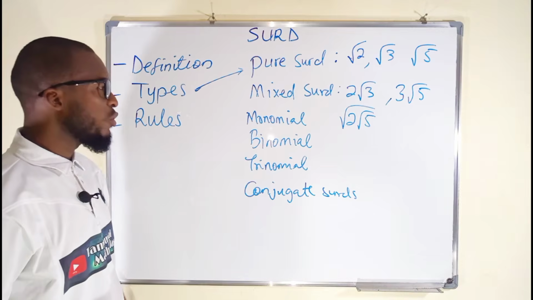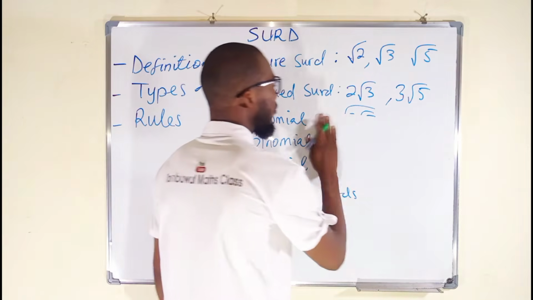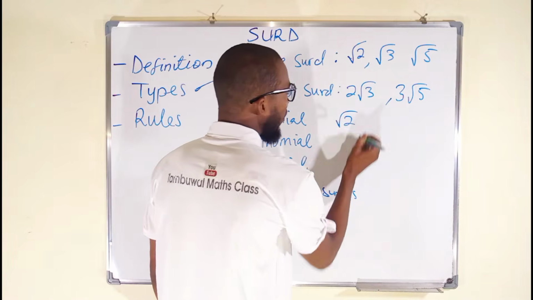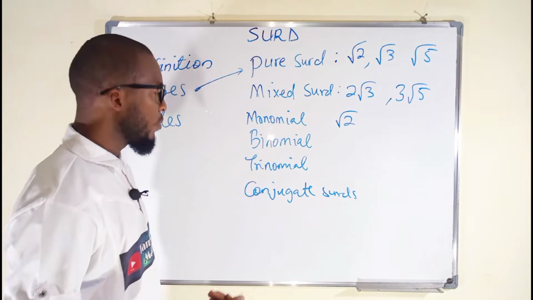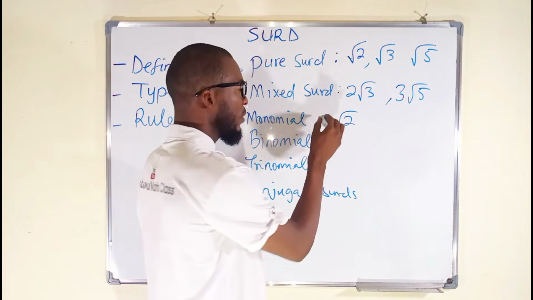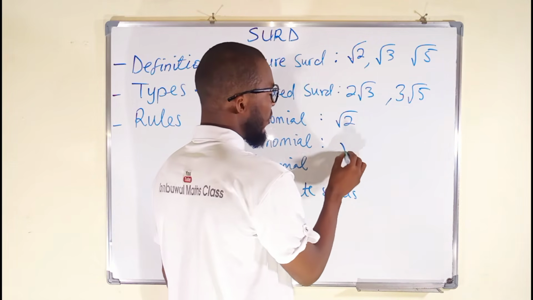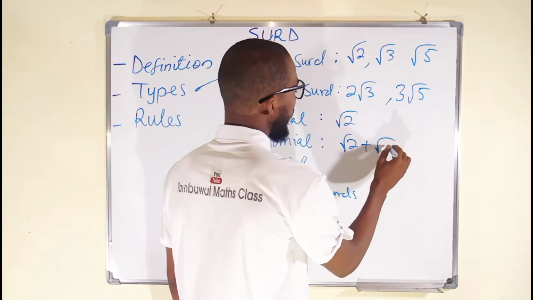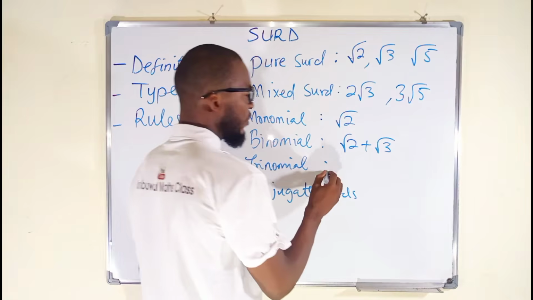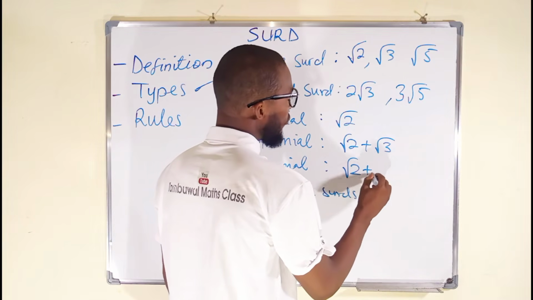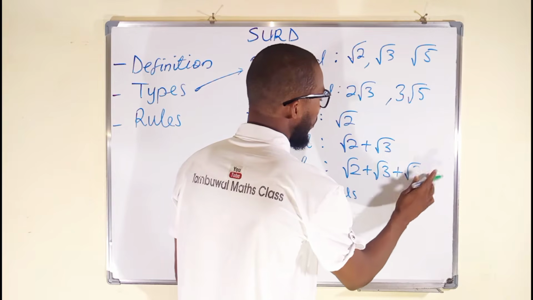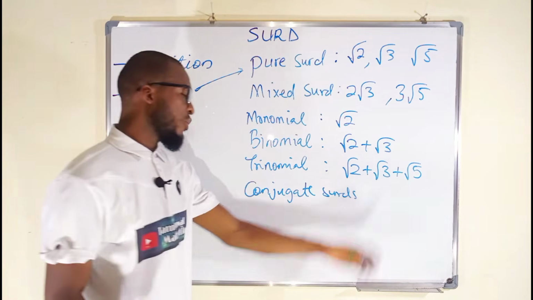Now let us talk about monomial. From the word mono, it means one. Once you have a single surd, it is termed as mono. Binomial, when they are 2. Example, you may have root 2 plus root 3. This is binomial. Trinomial, you may have root 2 plus root 3 plus root 5. This is trinomial.